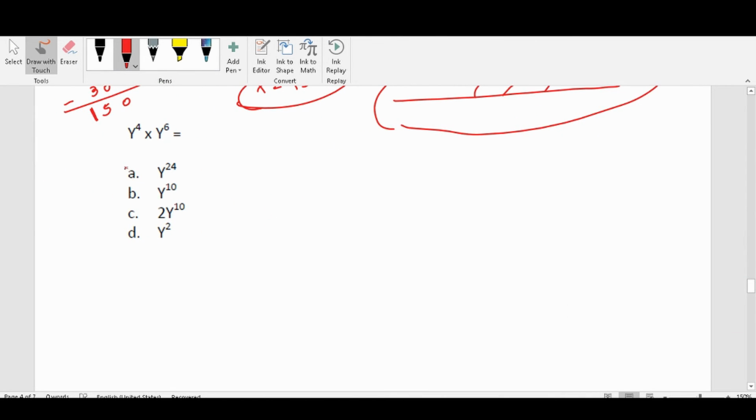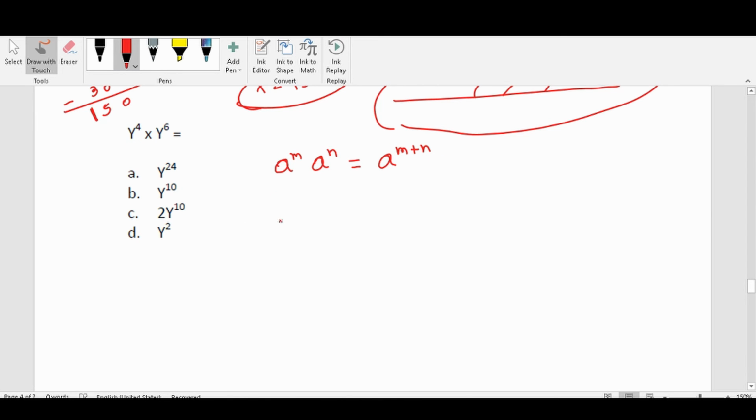So this is a good question. y to the 4th times y to the 6th equals. This question is testing your knowledge about the laws of exponents. Sometime this week, I am going to upload a video about the laws of exponents. But that said, this is the rule it's referring to. a to the m times a to the n equals a to the m plus n. Basically, when you multiply two numbers that have the same base raised to different exponents, you add those exponents.